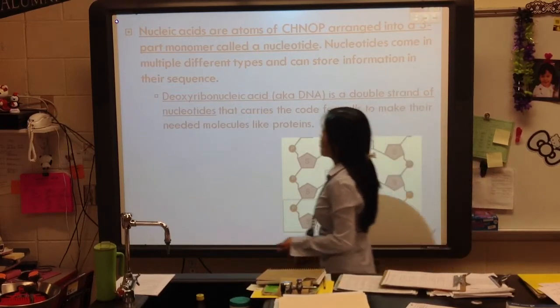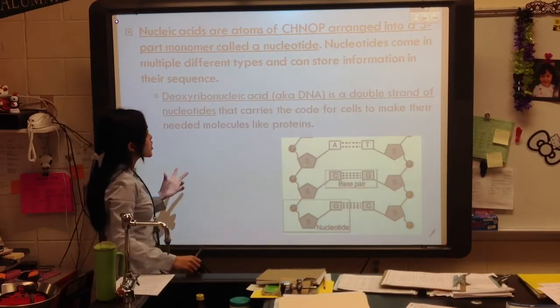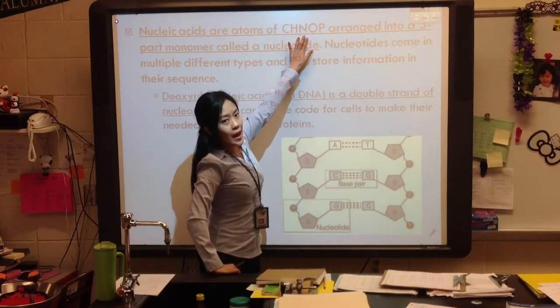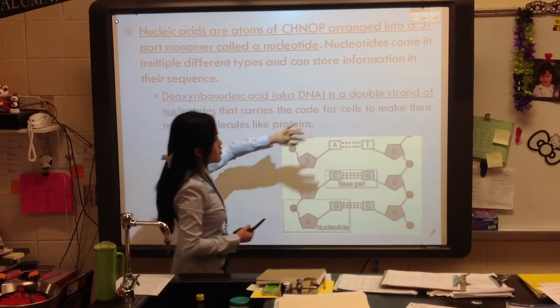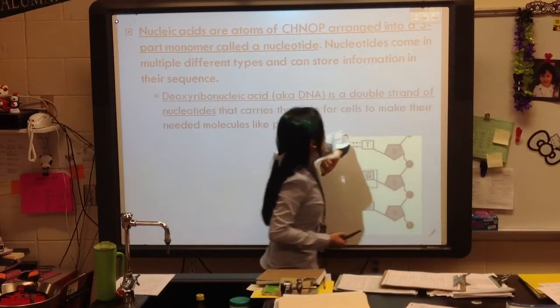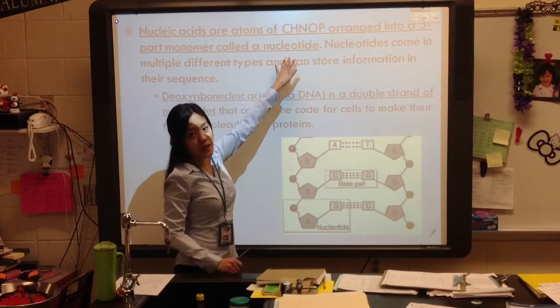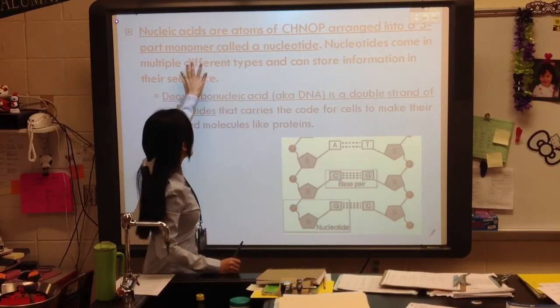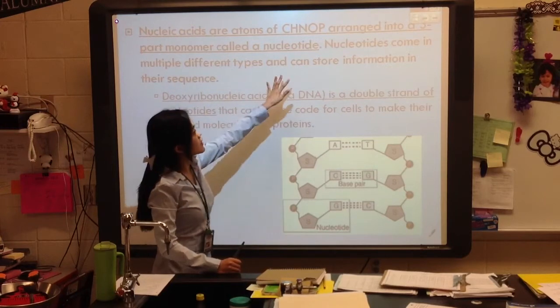They're arranged in a 3-part monomer called a nucleotide. So here we have these 5 atoms. They bond together to form a structure made of 3 parts, and that monomer is called a nucleotide. Just like how in carbohydrates we had the monomer monosaccharide, and in lipids we had the monomer triglyceride.